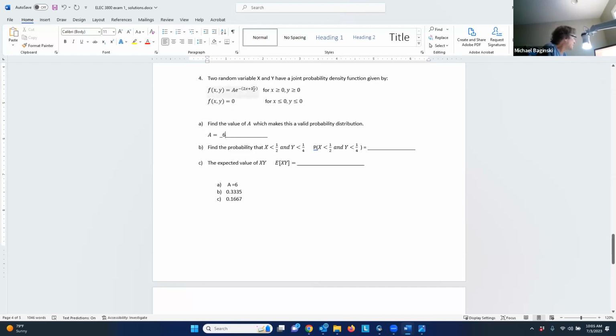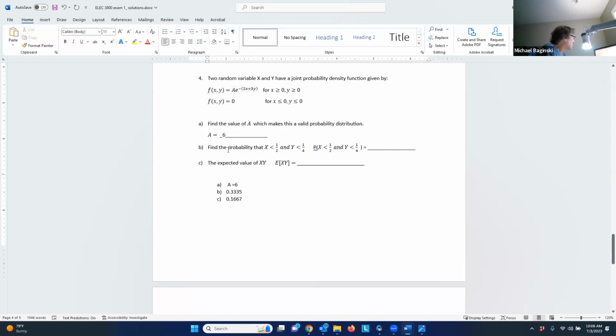So to get A, you have to integrate this dx dy from 0 to infinity in both cases, set it equal to 1, and A comes out to be 6. Because when you integrate each of these, you're going to get 1/2 for the dx integral and 1/3 for the dy integral from 0 to infinity. That means 1/2 times 1/3 is 1/6, times A equals 1, so A has to be 6.